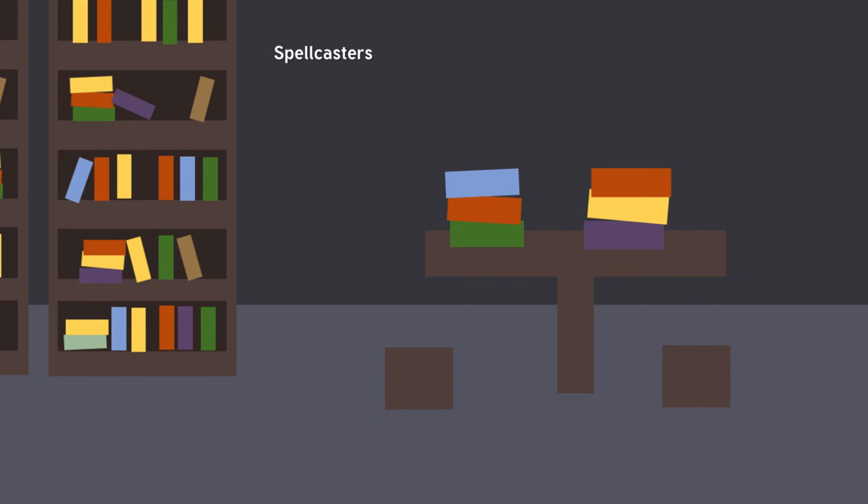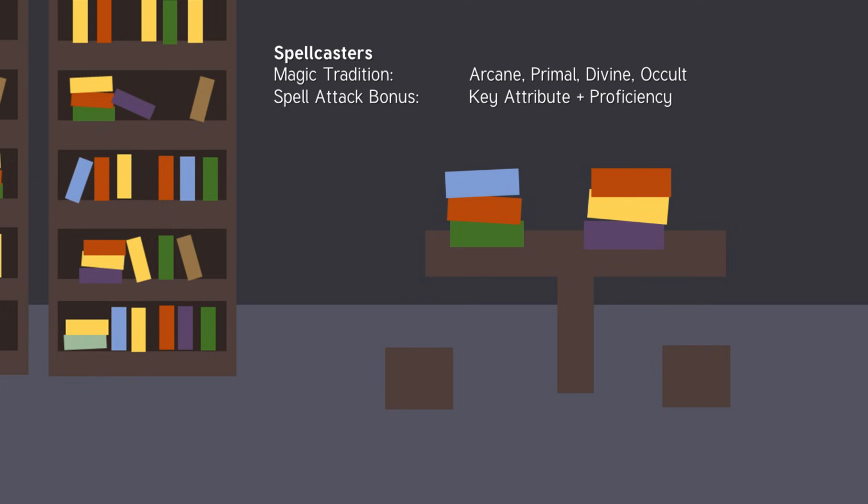If you're a spellcaster, you'll have a magic tradition, which usually tells you what kind of spells you can learn. Your spell attack bonus will usually be equal to your key attribute plus your spell casting proficiency, and your spell DC will be the same plus 10.